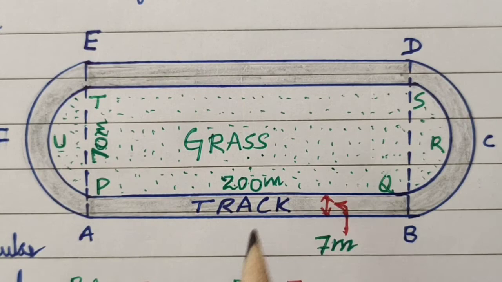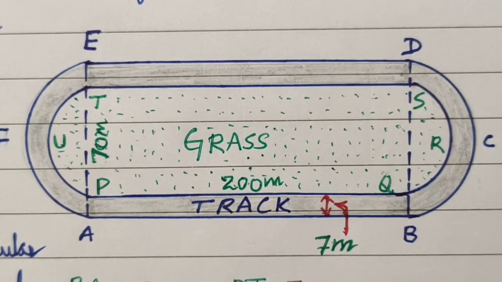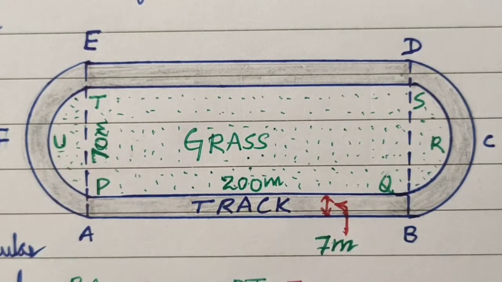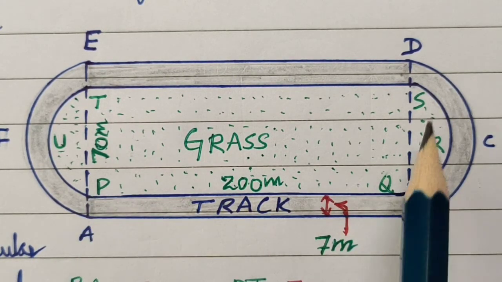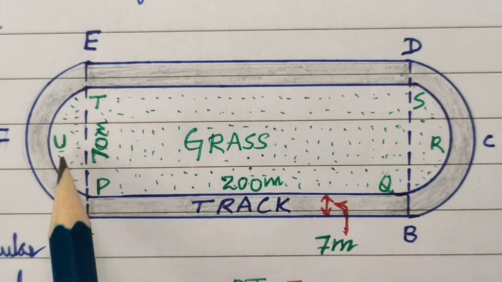The figure shows a running track surrounding a grass enclosure. This is a grass enclosure, PQRSTU. The enclosure consists of a rectangle PQST with a semicircle region at each end.